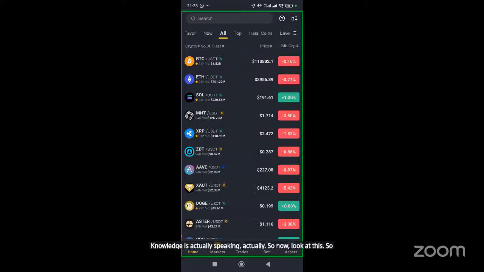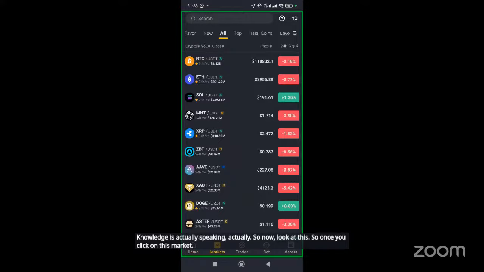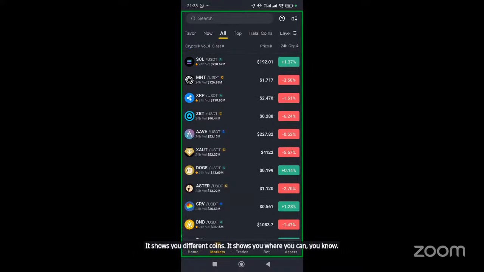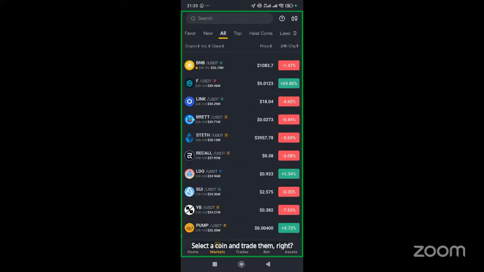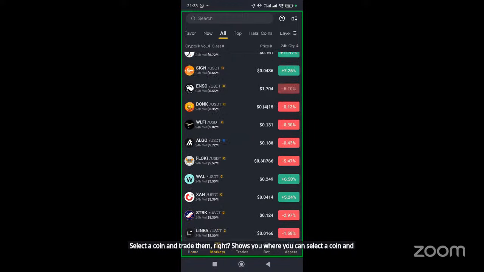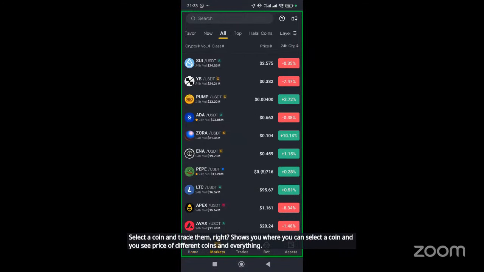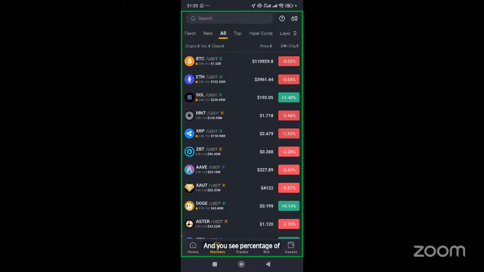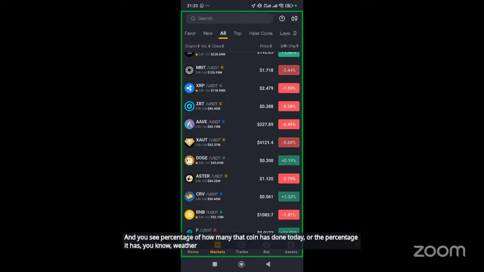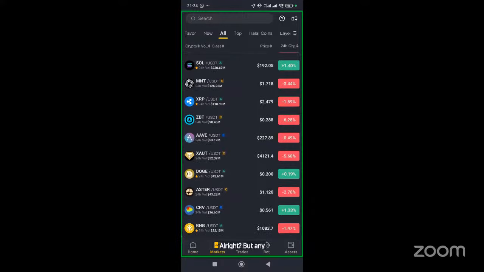Once you click on this market, it shows you different coins. It shows you where you can select a coin and trade them, right? You see the price of different coins and everything. And you see the percentage of how much that coin has done today, whether it increased or dropped. All right? But any which way, I'm going to show you how you can make money with ease.